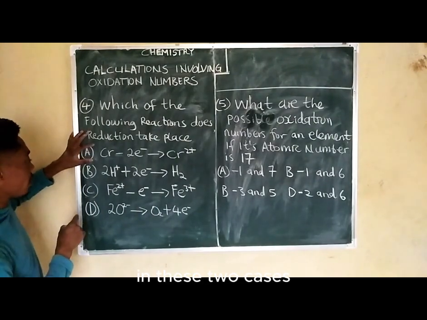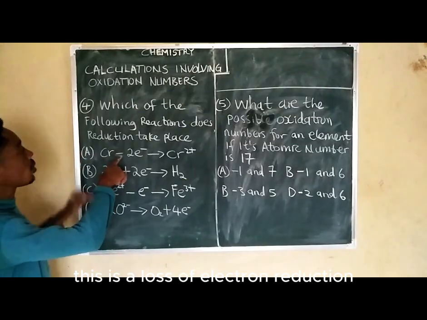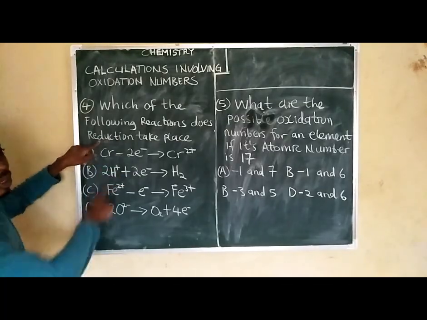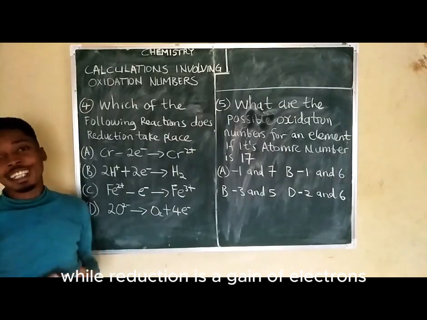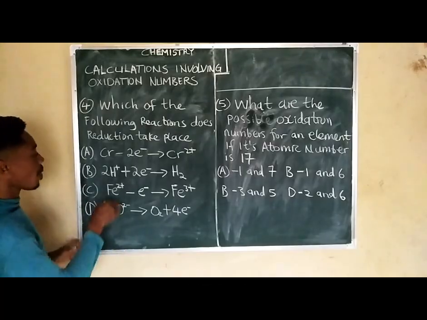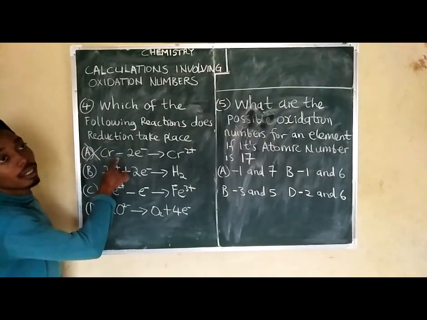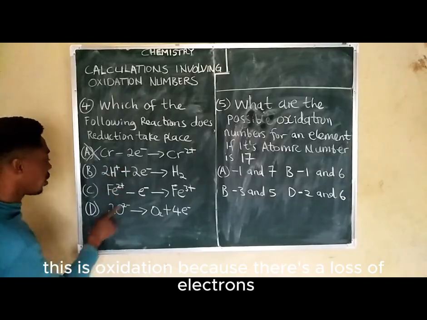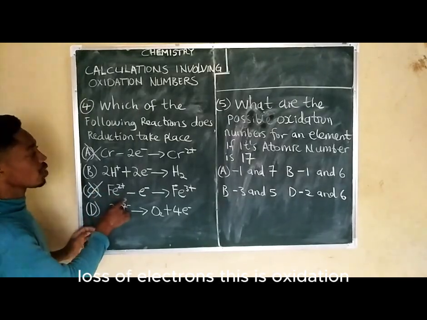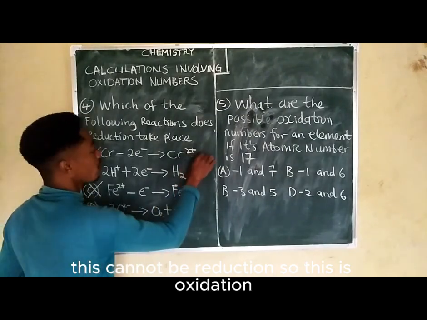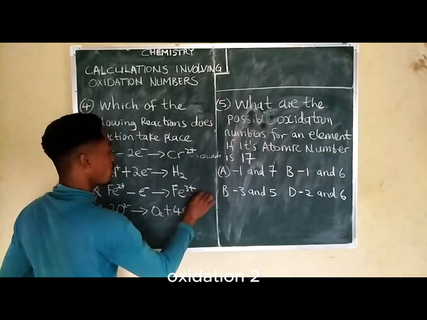In these three cases rather, this is a loss of electron. Oxidation is a loss of electrons, while reduction is a gain of electrons. So on the left hand side, this is oxidation. This cannot be the answer. This is oxidation because it's a loss of electrons. Look at this on the left hand side. On the left hand side, this atom, loss of electron, this is oxidation. This cannot be reduction. So this is oxidation. Oxidation, this is oxidation too.